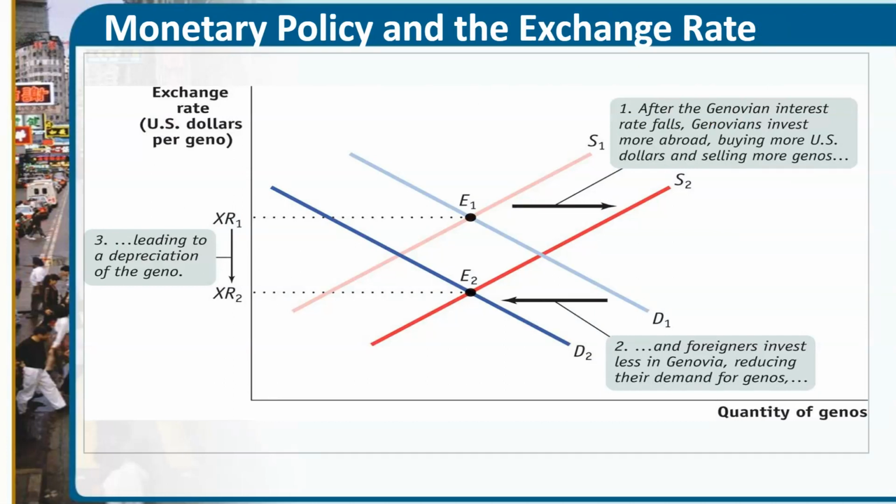No more do we see this than in this model of kind of the back and forth in relation to the monetary policy. So as the Genovian interest rate falls, Genovians are investing more abroad. Again, the capital is going to flow to countries with higher interest rates. That's going to lead countries to buy more U.S. dollars and sell more Genos. That's going to lead to less investment in Genovia, reducing their demand, and that's going to lead to a depreciation of the Geno.